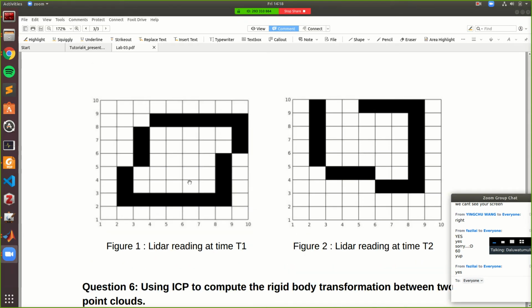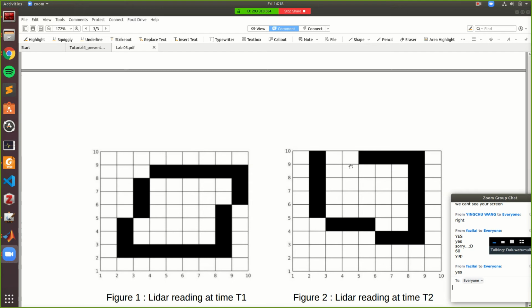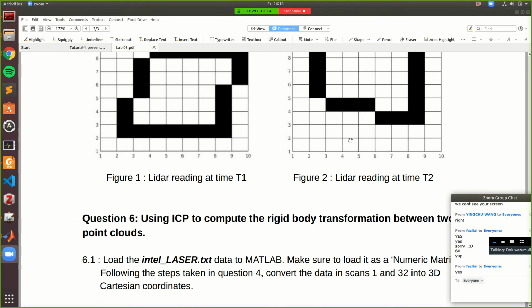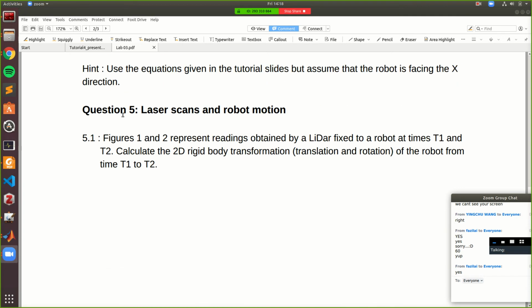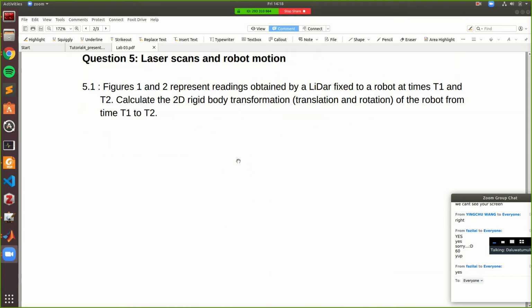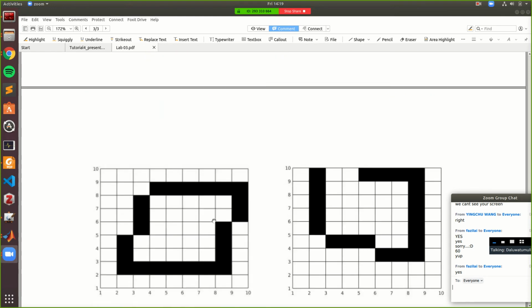By looking at how the object transforms, we can figure out the rotation and translation of the robot. So can you guys take 2-3 minutes and see if you can do question number 5? You don't have to use MATLAB, just take a pen and paper, or just look at this image and see what has happened in terms of translation and rotation. I'll give you 2-3 minutes.